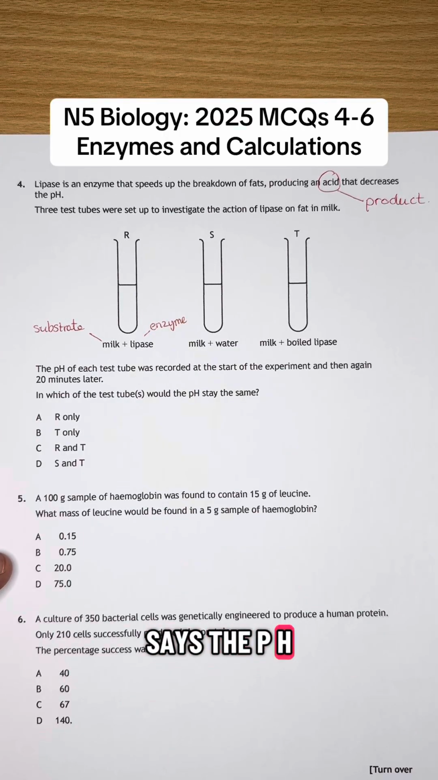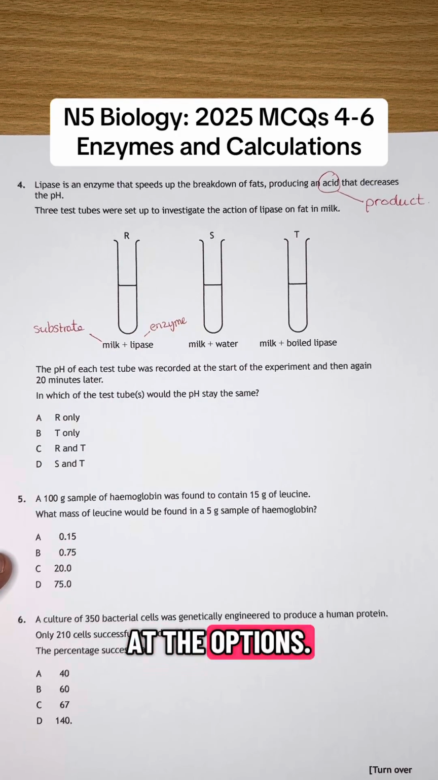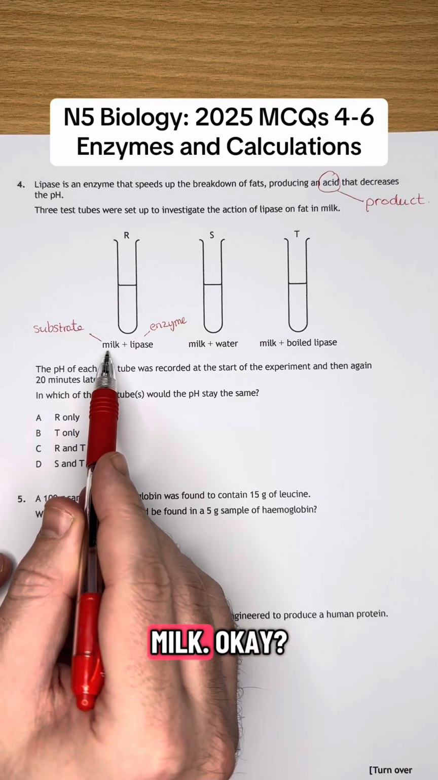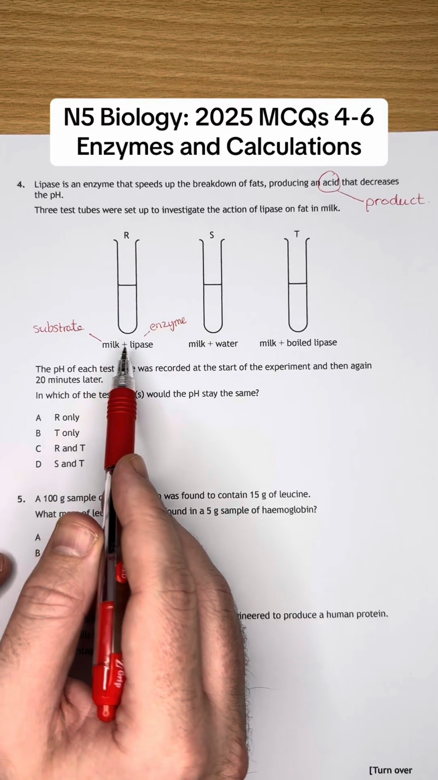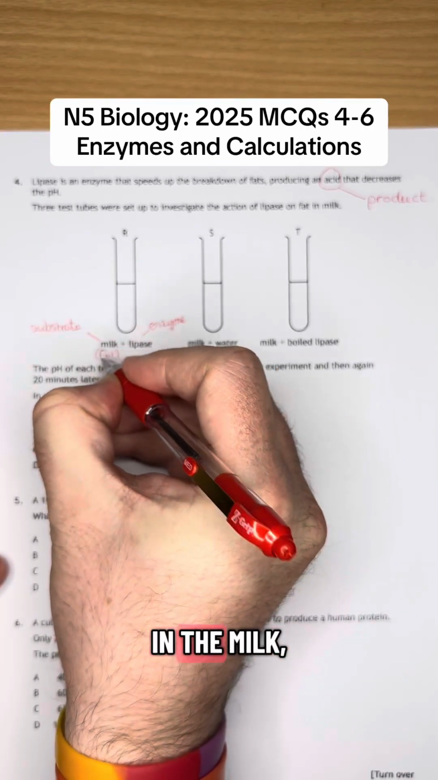Okay, so it says the pH of each test tube was recorded at the start of the experiment and then again 20 minutes later. In which of the test tubes would the pH stay the same? Okay, so let's have a look at the options. So first of all, we've got R. Now in R, we've got the substrate in the milk. Okay, the substrate is the fat, which is in the milk. I'll just write that down just so we're clear on that. That's the fat in the milk.